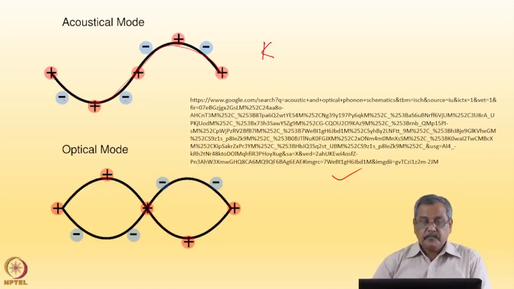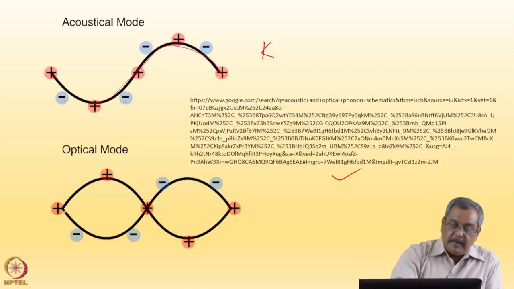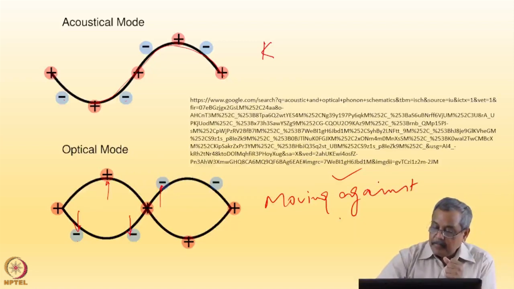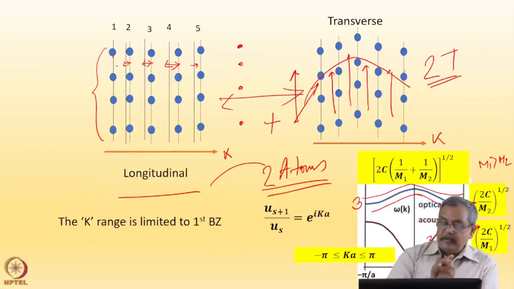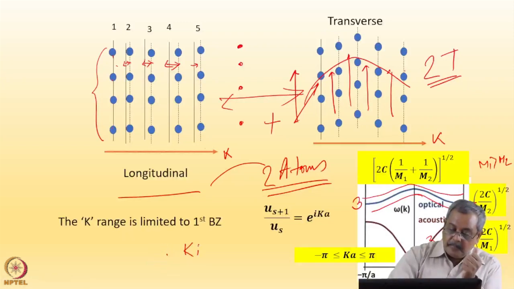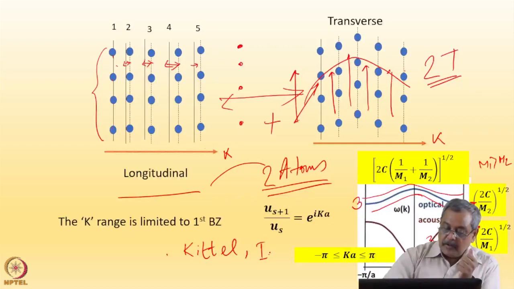In case of the optic mode, please see the same pattern. Here the wavelength remains the same, but the nearest atoms are moving in opposite directions. When this one is moving in this direction, the next nearest neighbor is moving in this direction, and the next to next nearest neighbor again goes in this direction. So the atoms are moving against each other. This part of my description I have borrowed from Kittel, Introduction to Solid State Physics.